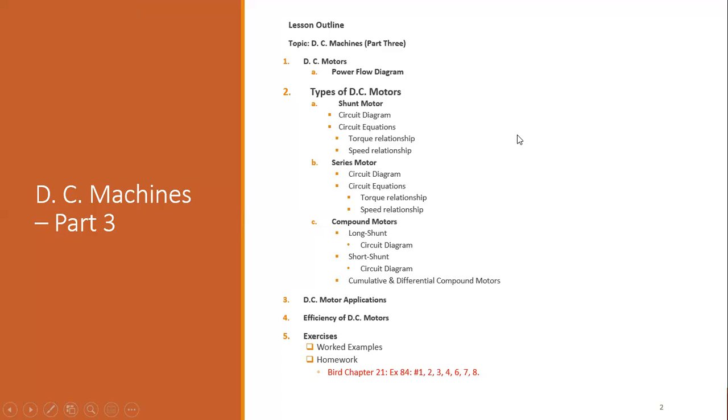All right, so today we'll be looking more at the motors, DC motors. And again, it's power flow diagram, different types, shunt, series, compound. And we look at different things related to each of them. So, and these are listed here. Later on in the evening, we'll get to efficiency. And again, you'll see some more work examples.